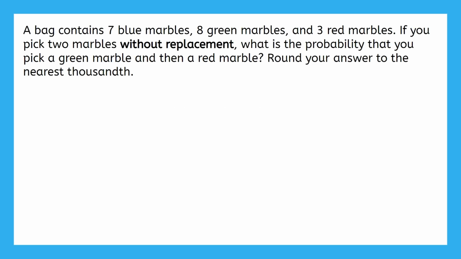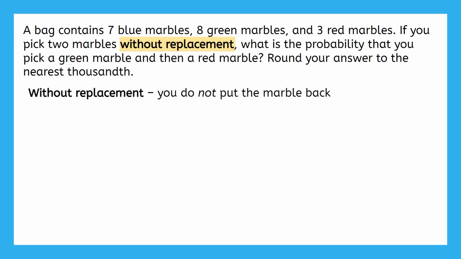Our first example says that a bag contains 7 blue marbles, 8 green marbles, and 3 red marbles. If you pick 2 marbles without replacement, what is the probability that you pick a green marble and then a red marble? Round your answer to the nearest thousandth. Without replacement is a new phrase for us. It means that you don't put the marble back once you take it out.